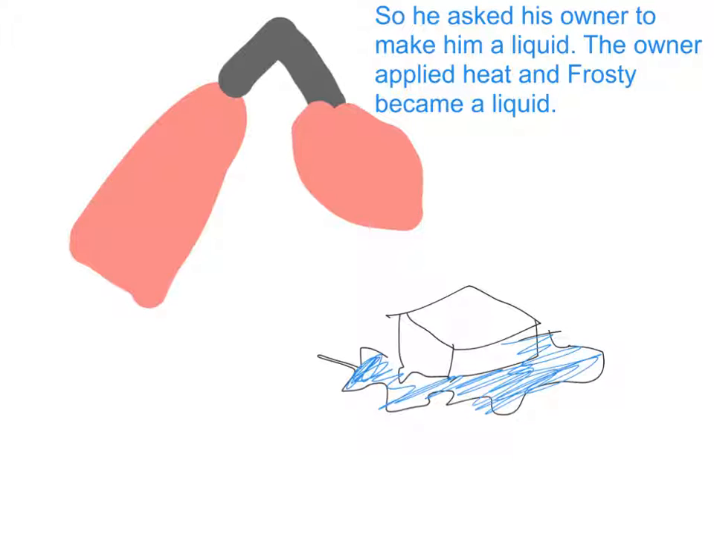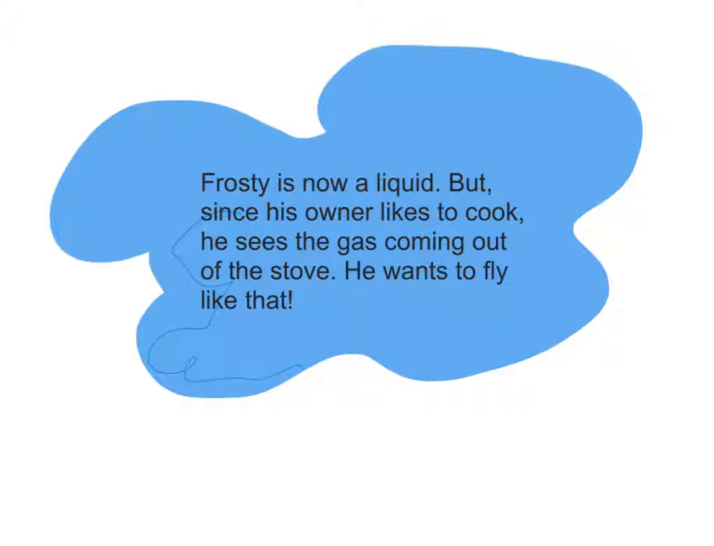Frosty becomes a liquid. Frosty is now a liquid. But since his owner likes to cook, he sees the gas coming out of the stove. He wants to fly like that. He wants to be free. The sun shines down on Frosty, making him evaporate.